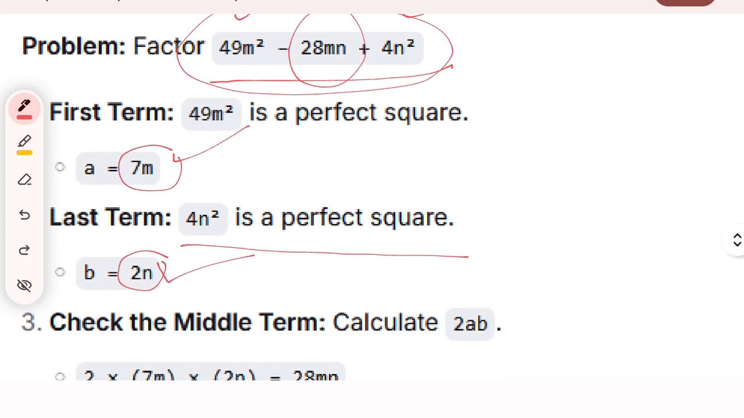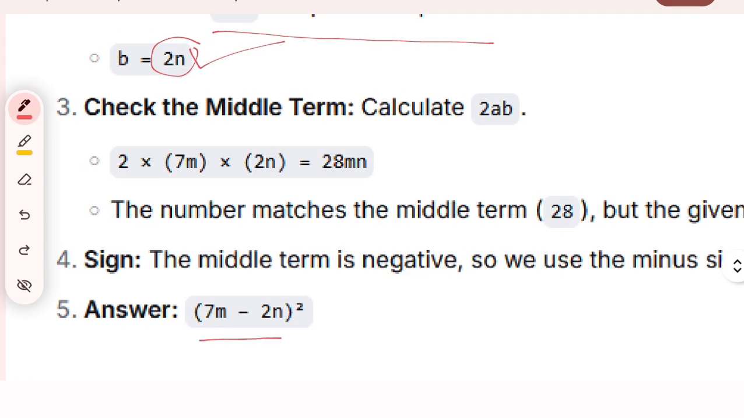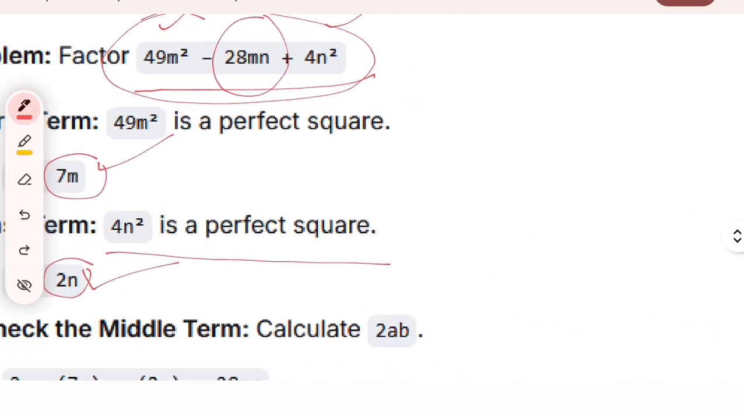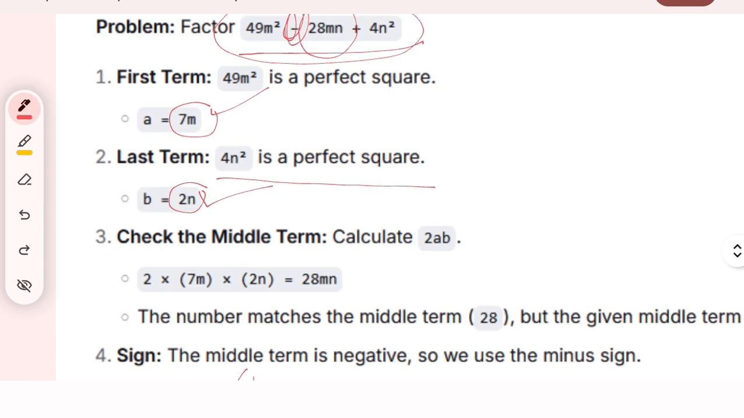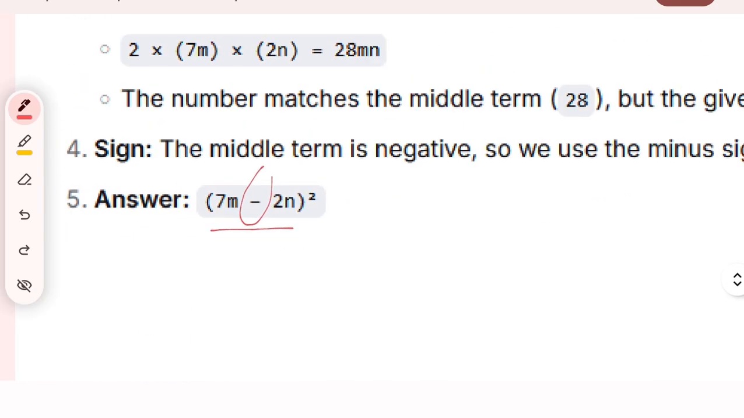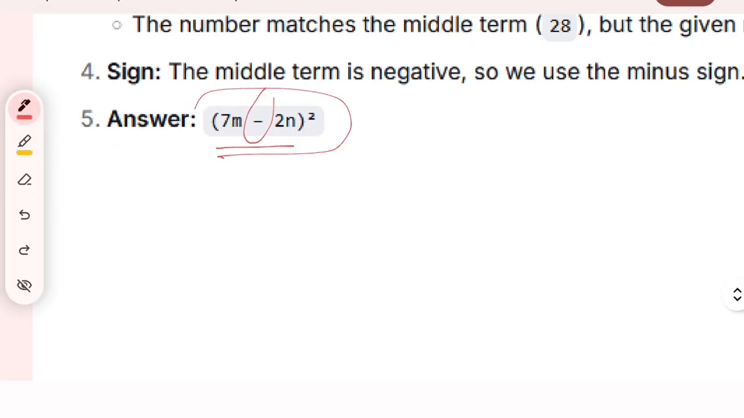And the factors for that perfect square trinomial are 7m and 2n. Why is it negative here? Let's go back to the trinomial. In the trinomial, the middle term carries the negative sign. Therefore, the binomial factors will also have a negative sign. So the factors would be 7m minus 2n squared, or 7m minus 2n times 7m minus 2n. So these are the factors of our perfect square trinomial.